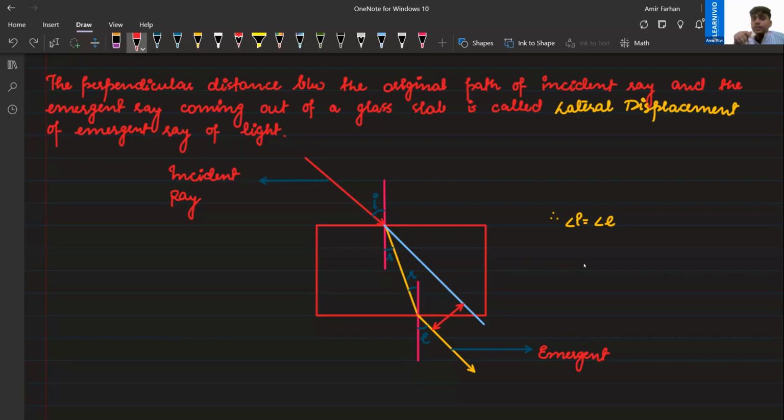So basically, I was telling that when the light ray goes from air to glass, after the refraction, the emergent ray and the incident ray will be parallel to each other, and the distance between them is called lateral displacement. So this one is your air.